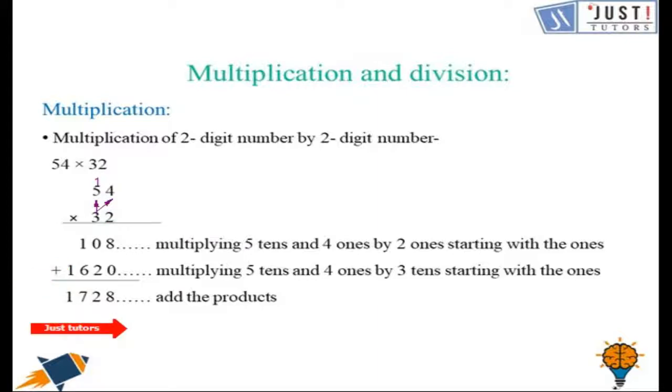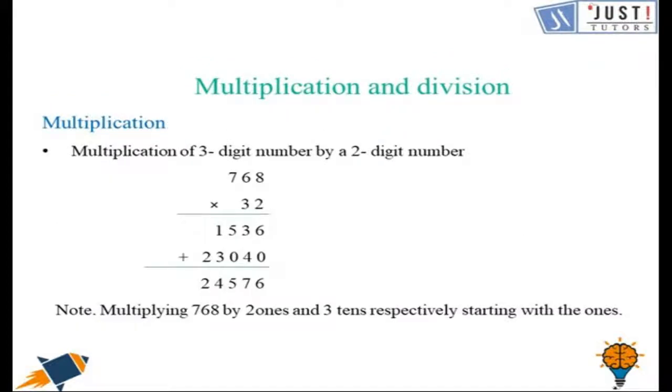And the last and final step here is to add the numbers together. So 8 add 0 is 8, 2 add 0 is 2, 6 add 1 is 7, and 1 add nothing gives you 1. So the answer is 1728.